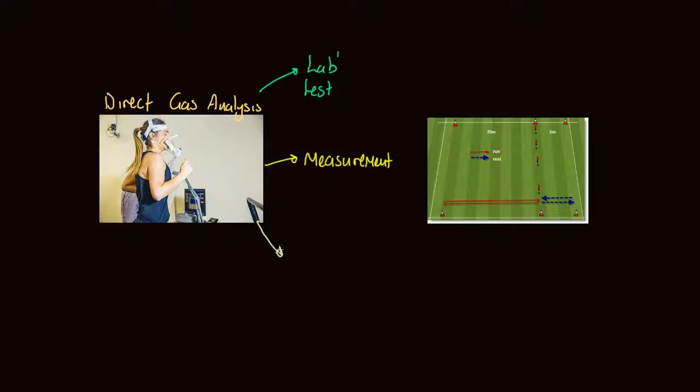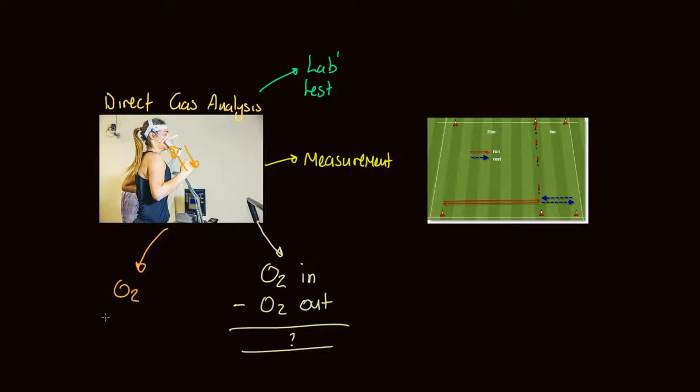So what is it that we're measuring? Let's have a look here. We're measuring oxygen in minus oxygen out. Okay, so we're going to get some figure if we take the oxygen that this person breathes in and we deduct from that the oxygen that they breathe out, and we measure that specifically. Of course, what are we going to end up with? We're going to end up with a measure of oxygen utilization. Okay, so we're going to have a measure of O2 utilization.